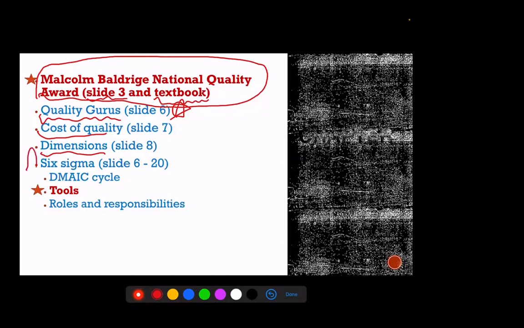And then this is important about the Six Sigma. For slides 6 to 20, we talk about the Six Sigma. Six Sigma and TQM are the two important philosophies in quality management. And for the Six Sigma, the first thing you need to review is this cycle.